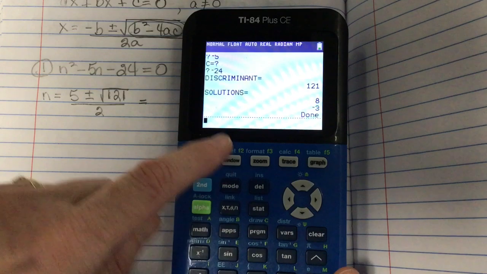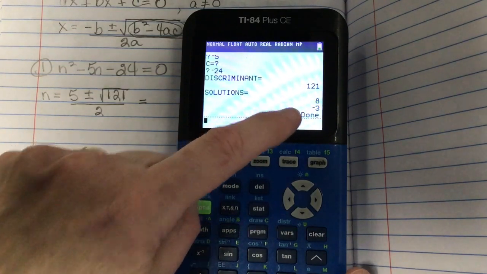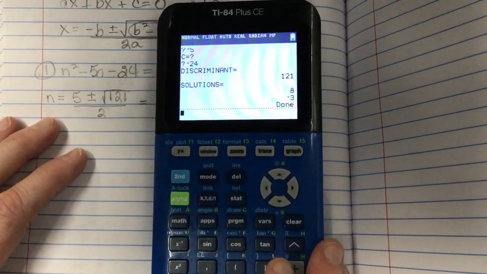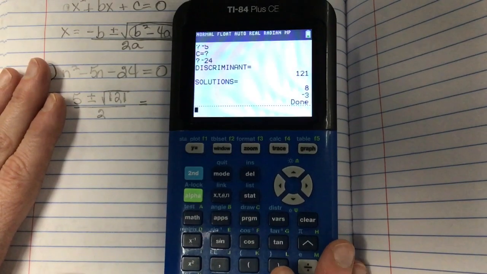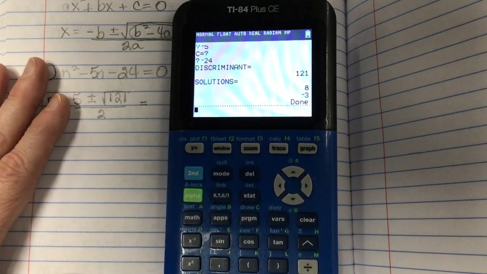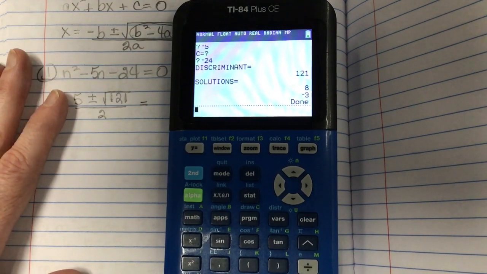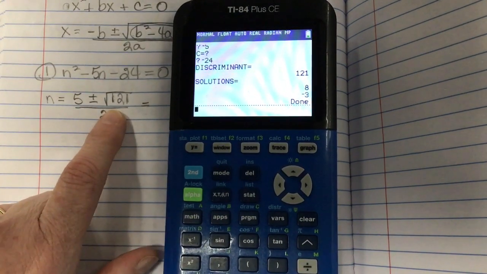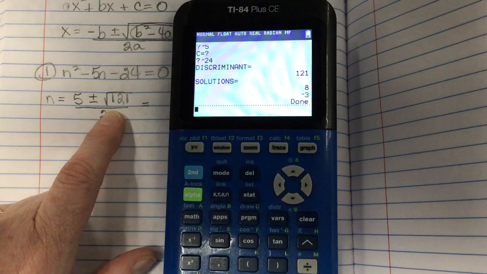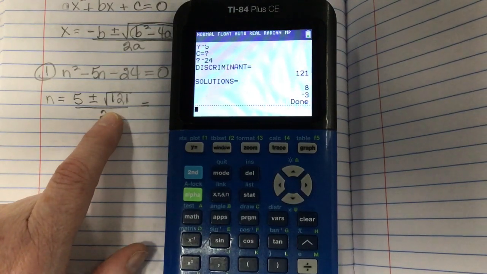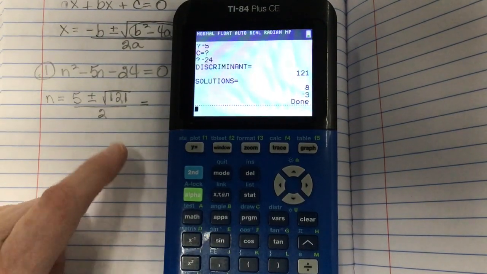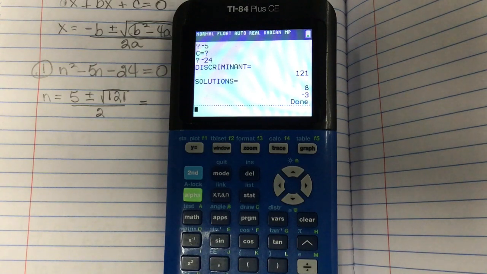Now, why did the answers come out to be nice, pretty answers? What part of this makes it nice, rational answers? Do you have an idea? And it's right here. Is 121 a perfect square? Is it? What's the square root of 121? 11. Yeah, it's 11. If it's a perfect square, always you're going to get nice, rational answers.